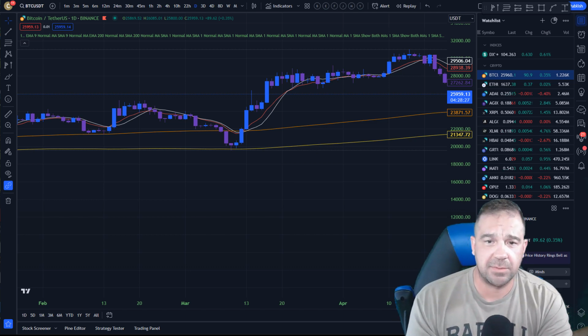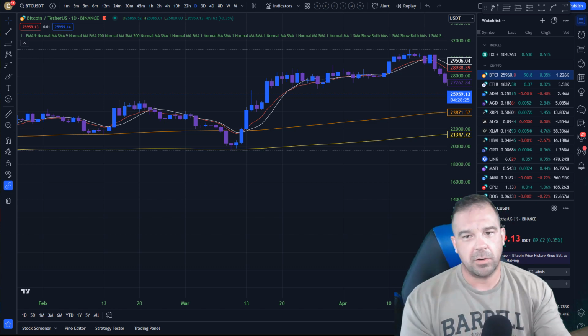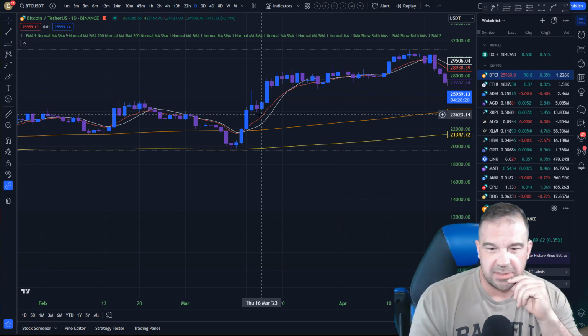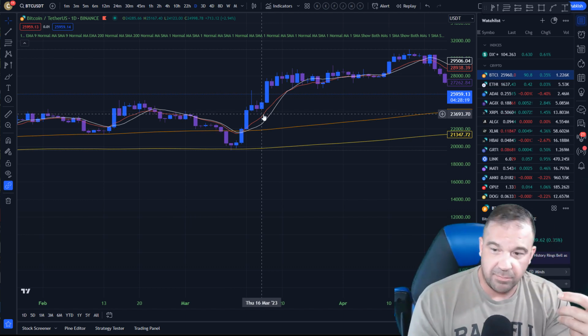The EMA reacts more quickly to sudden price movements or gaps given its sensitivity to recent data, right? So the more recent the data, the more of an effect it's going to have on it.